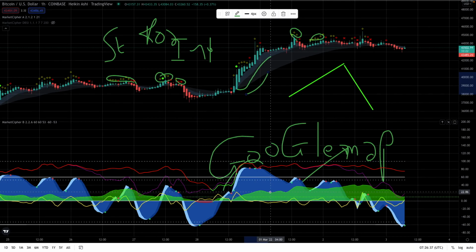And Market Cipher is very simplified. It makes trading very simplified. So I just wanted to keep it short, keep it simple.